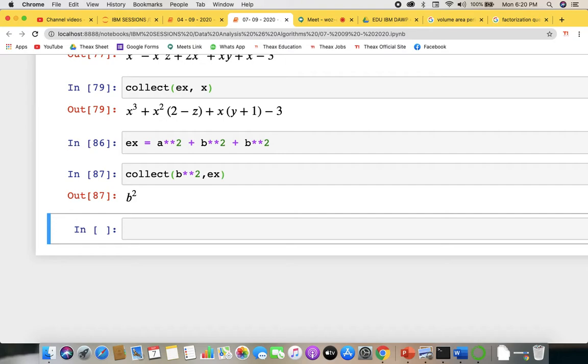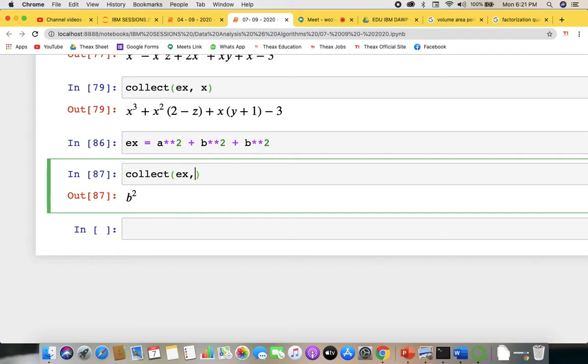Right, sir. Is the collect supposed to first take the expression and then the variable, or can it take either one first or second? Like in the 79th input, you took collect and then the expression, then the variable name, and in the 87th one, you took b square first and then the expression. Is there any difference between these two?